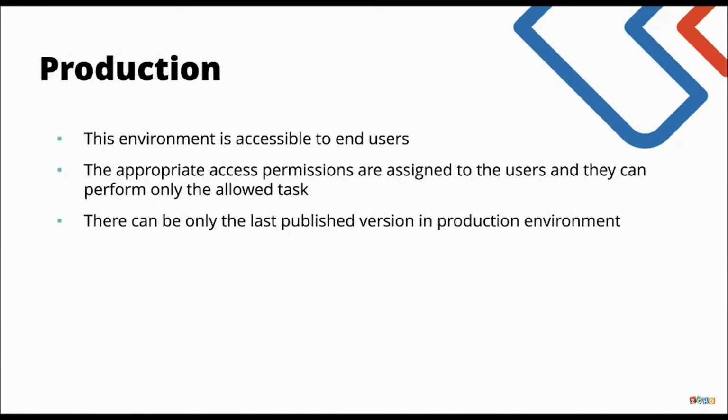So we can make sure that there's not much impact happening to the production environment. Production is accessible to the end users, and the users who are accessing production will be already pre-configured with permission sets, and based on the permission set, they will be able to perform only the tasks which are allowed to them. Only the last published version from the stage will be available in production. Production cannot hold more than one version.